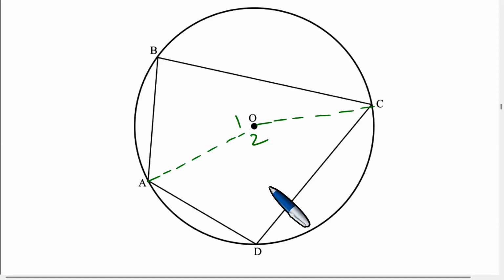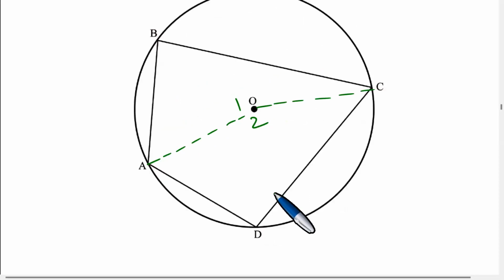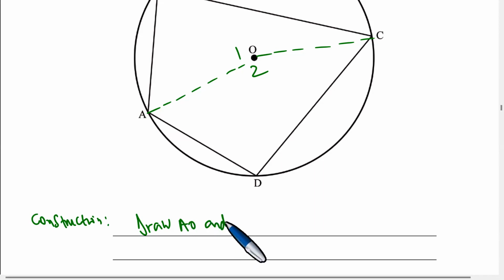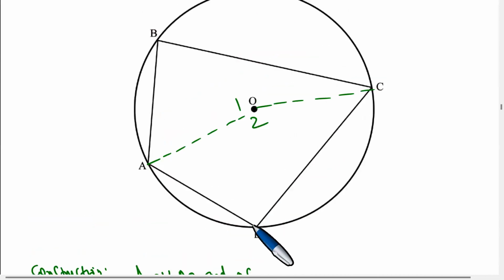1, 2. So now you need to indicate that you perform a construction. You need to draw AO and OC. We are required to prove that angle B plus angle D is 180 degrees.